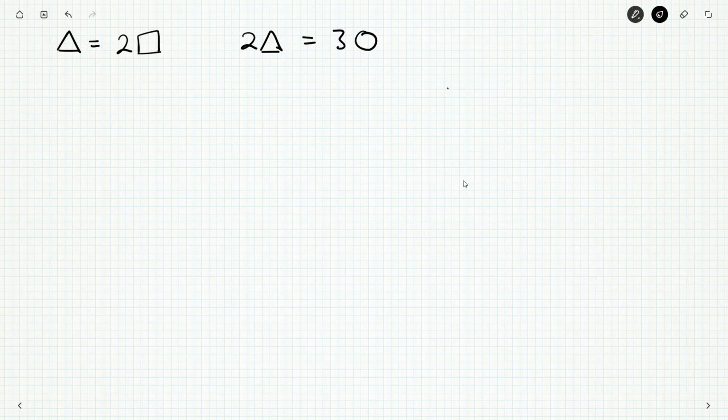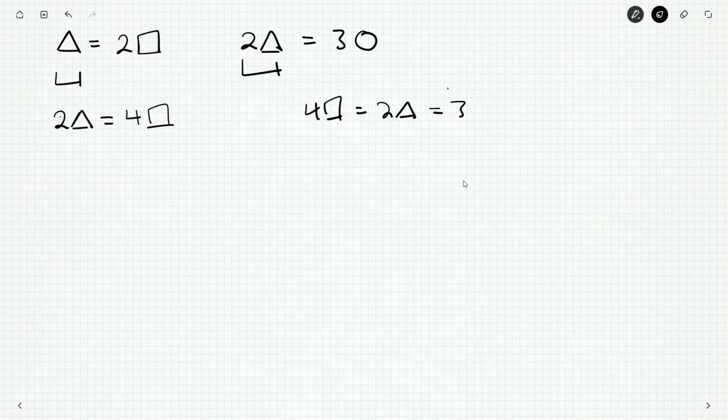So I know squares in terms of triangles, and I know circles in terms of triangles. So how can I get rid of this middleman? Well, I'd multiply this first equation by 2, and then I've got 2 triangles is equal to 4 squares. And now I know 4 squares is 2 triangles, but 2 triangles I already knew was 3 circles. So I have my desired relationship. 4 squares is equal to 3 circles, and I don't have to do a whole lot more.